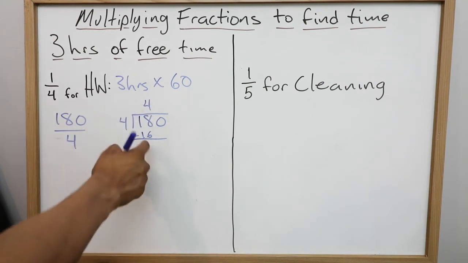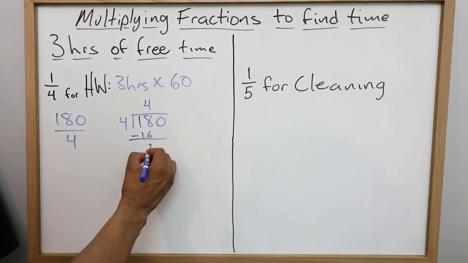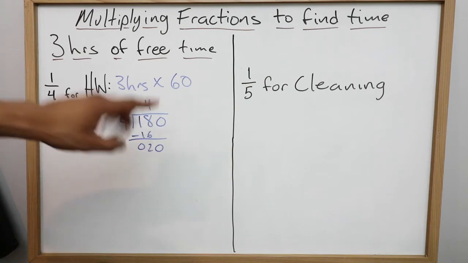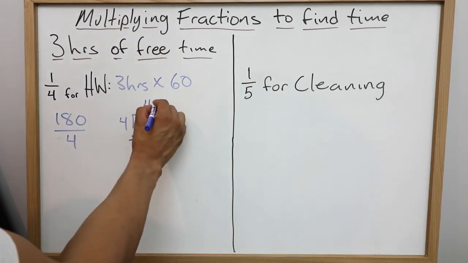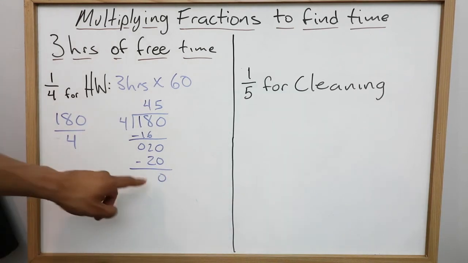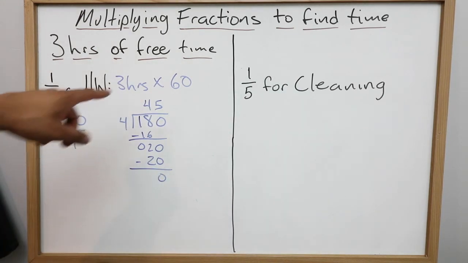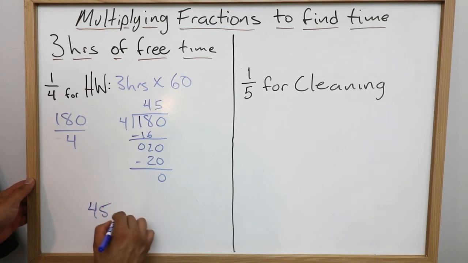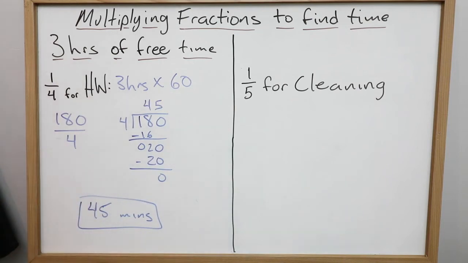So 4 times 4 is 16. 4 goes into 20 5 times. And I have a remainder of 0. So I spent 45 minutes. That's how much time I spent, 45 minutes doing homework. Now, I took care of the first part.